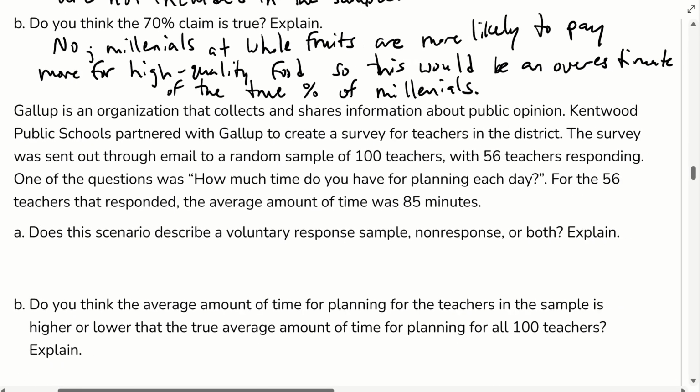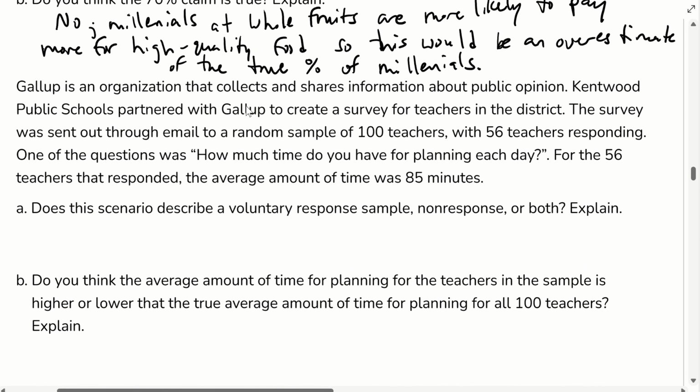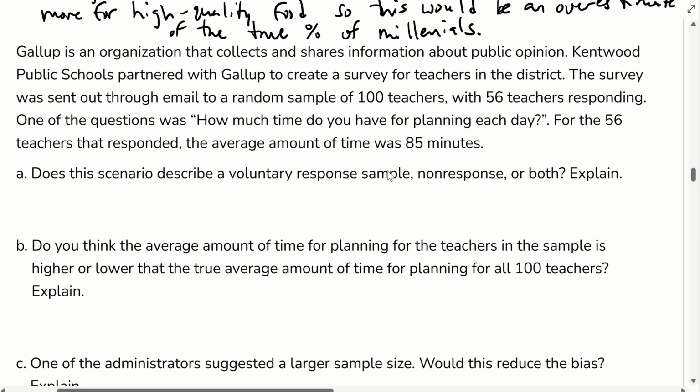Okay, so Gallup is an organization that collects and shares information about public opinion. Kentwood Public Schools partnered with Gallup to create a survey for teachers in the district. The survey was sent out through email to a random sample of 100 teachers, with 56 teachers responding. One of the questions was, how much time do you have for planning each day? For the 56 teachers that responded, the average amount of time was 85 minutes. Does this scenario describe a voluntary response, non-response, or both?